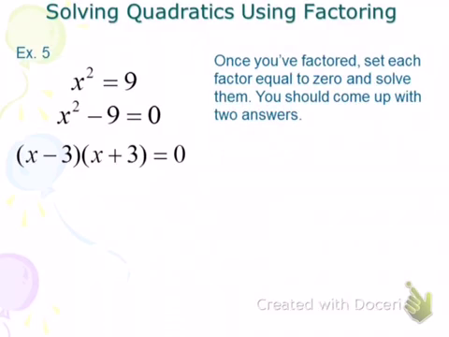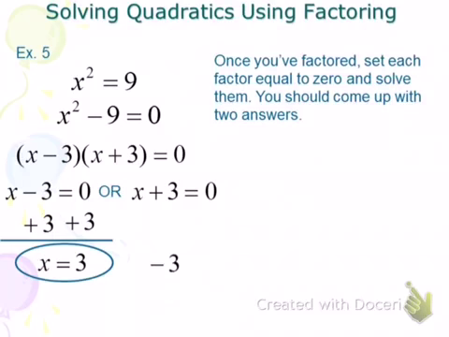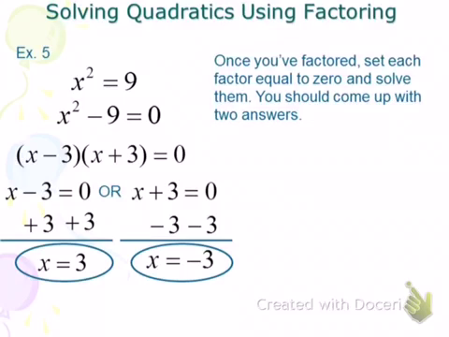All right, so it is going to confirm it, right? If each one of these is set equal to 0, x minus 3 equals 0 means x equals 3. x plus 3 equals 0 means x equals negative 3. Pretty easy?